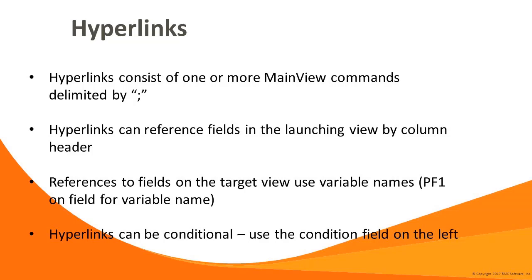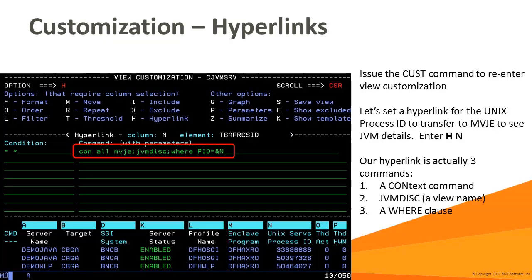Be aware that hyperlinks may be conditional. In these cases, there may be multiple hyperlinks defined for a field. To define or modify a hyperlink, you need to start the View Customization dialog by issuing the cust command. In this case, we're going to set a hyperlink on the Unix process ID field to transfer our session to MainView for Java environments for details about the JVM. To do this, we enter HN to open the hyperlink fields in the center of the display.